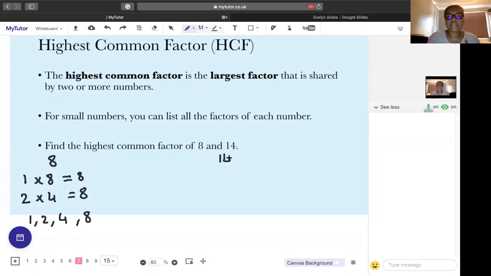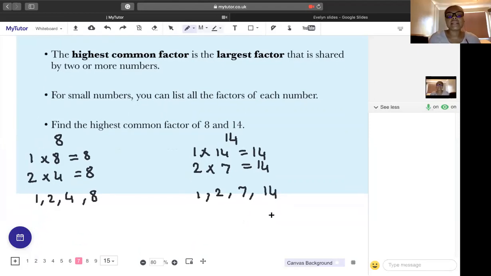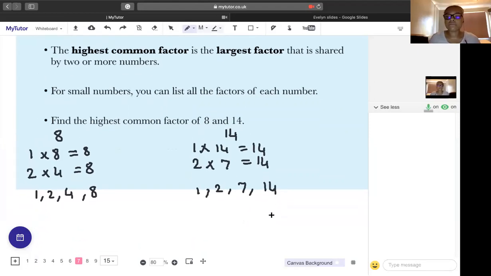Now for 14, you've got 1 times 14, which gives you 14. You've got 2 times 7, which gives you 14. So you've got 1, 2, 7, and 14 as all of your factors for 14. So now we've got all of our factors for 8 and 14. Now all we have to do is find the highest common factor between them. So we need to figure out which ones are shared between the 2 of them.